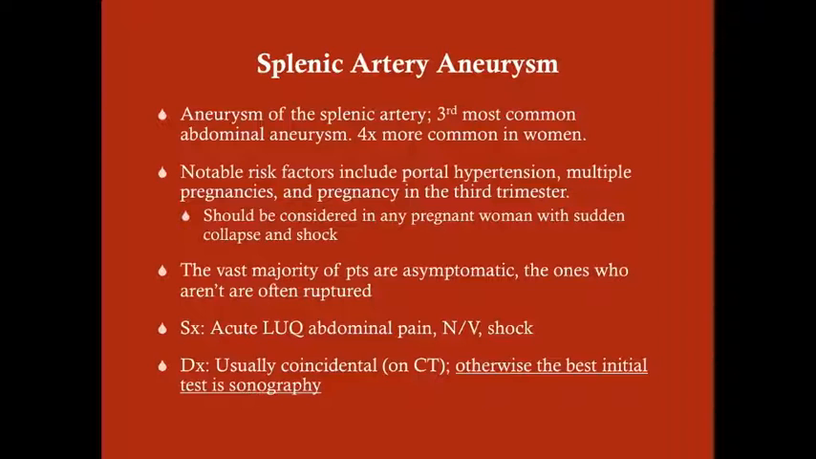Nausea and vomiting can happen, and that's just because the abdominal pain is so bad, and then ultimately shock due to blood loss. What do we do for diagnosis? Well, because this is usually coincidental, you see it on the CT. Otherwise, the best initial test to do is sonography, and you're just looking for blood loss into the abdominal space. So that would be the best initial test to do. More accurate would be CT. So if the patient is unstable, then to diagnose them, you're going to want to do sonography. You're not going to want to roll them in for a CT.